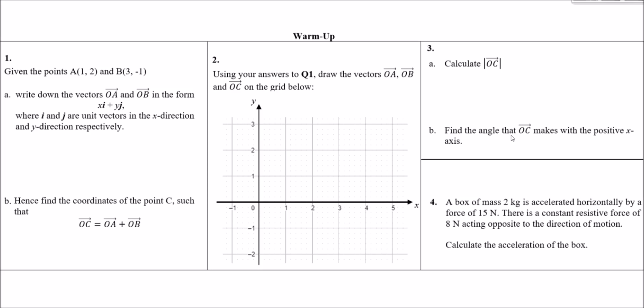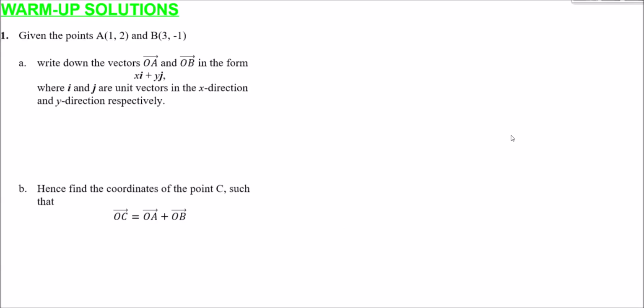Right, let's have a look now at warm-up question 1. Here we're given 2 points A and B, where A is (1, 2) and B is (3, -1). Part A, hopefully fairly straightforward this. Write down the vectors OA and OB in the form xi plus yj, where i and j are the unit vectors in the x direction and y direction respectively.